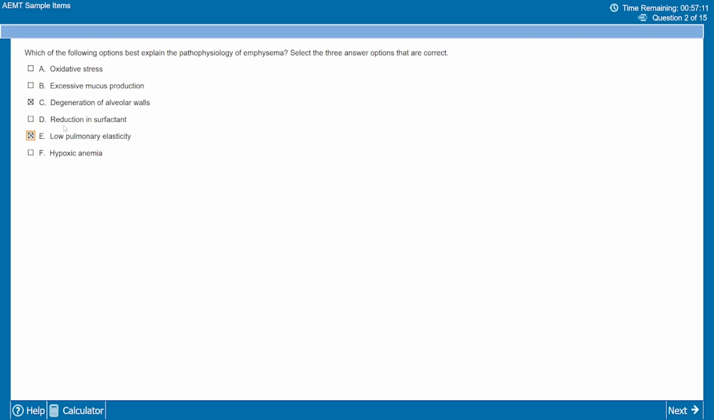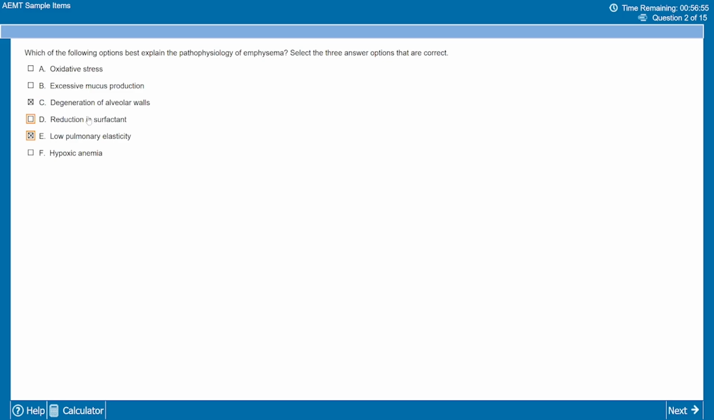Is it D, reduction in surfactant? I like that answer choice. I'm not sure if it's better than oxidative stress. And this is me being honest, I legitimately don't know if it's better than oxidative stress, but I would generally pick this answer choice.